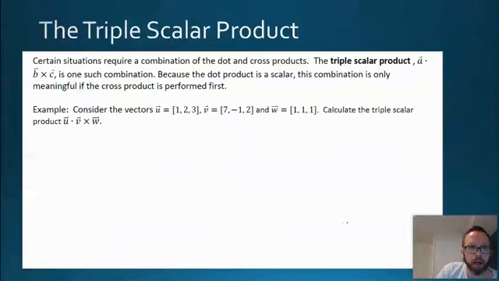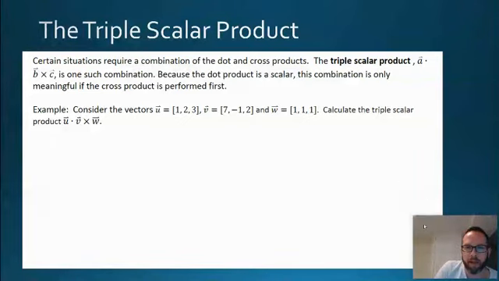All right, the next thing we're going to look at is something called the triple scalar product. So certain situations do require a combination of dot and cross products. I'm going to show you guys an application of this triple scalar product, and this is going to be a super useful tool for us in our final unit when we talk about lines and planes and all their intersections.